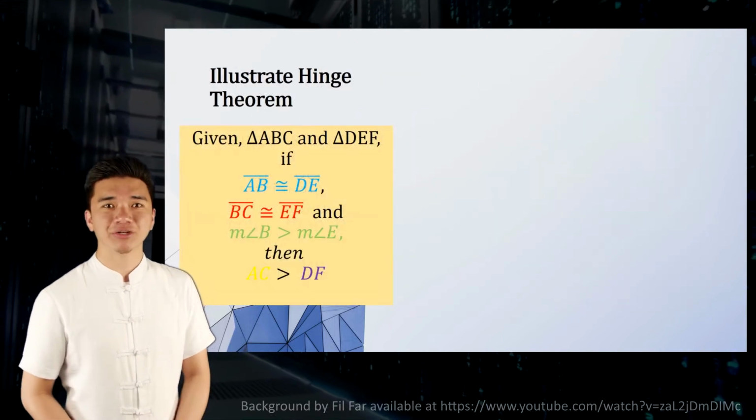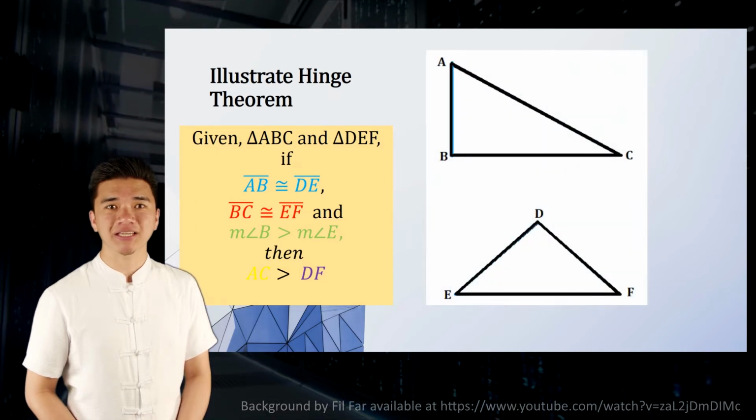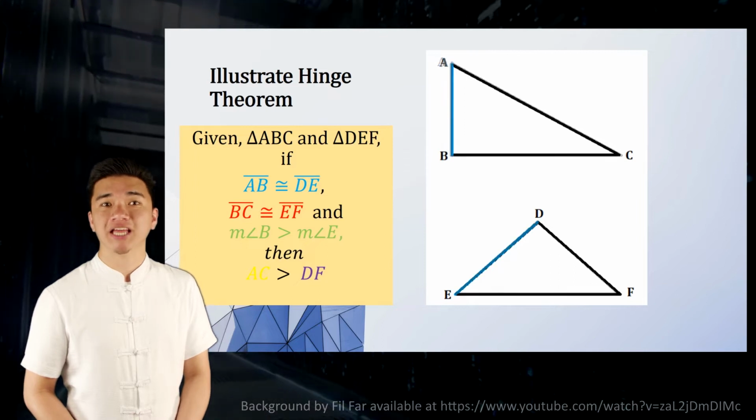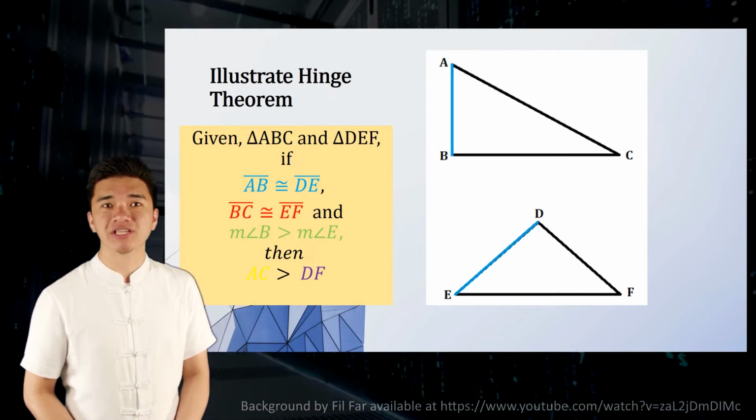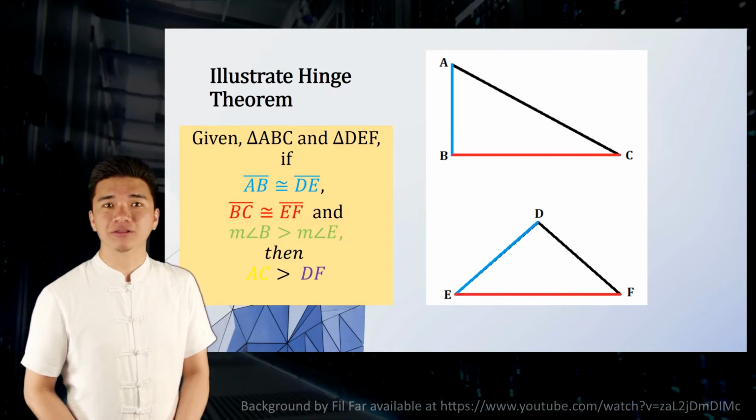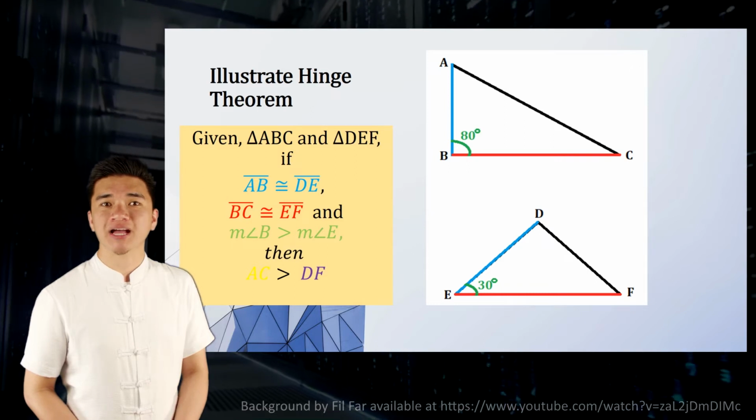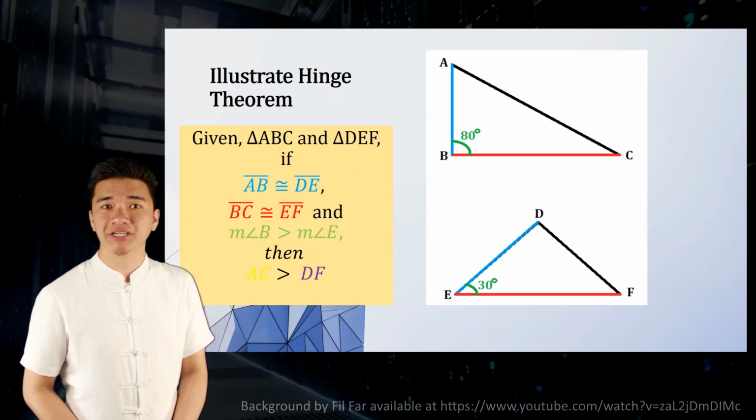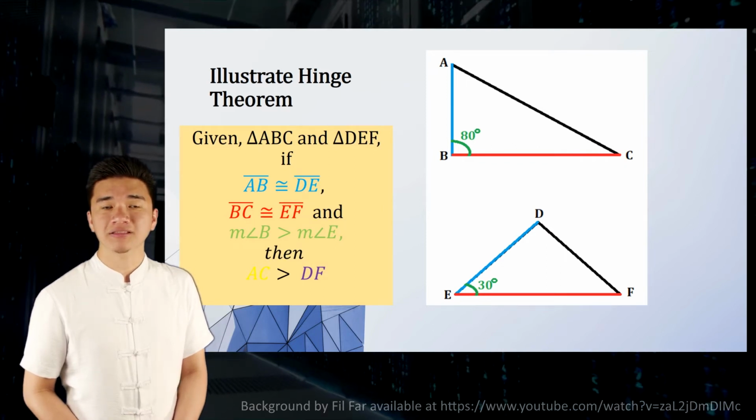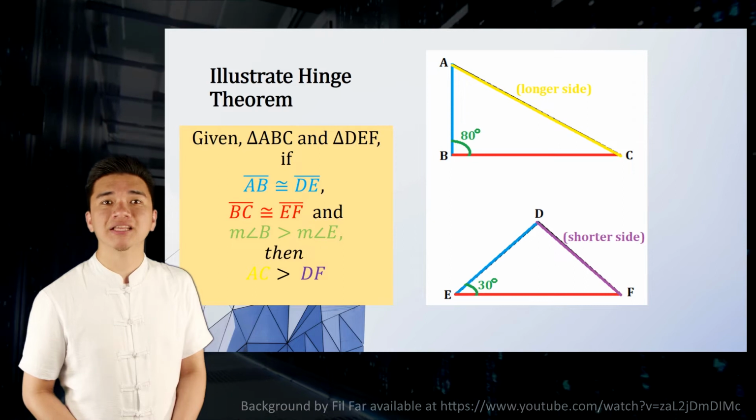Let's explore this theorem using this example. Given triangle ABC and triangle DEF, if side AB is congruent to side DE, side BC is congruent to side EF, and the measurement of angle B is greater than the measurement of angle E, then side AC is greater than side DF.